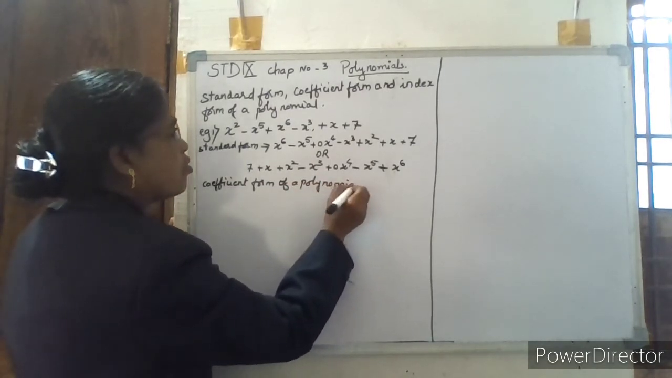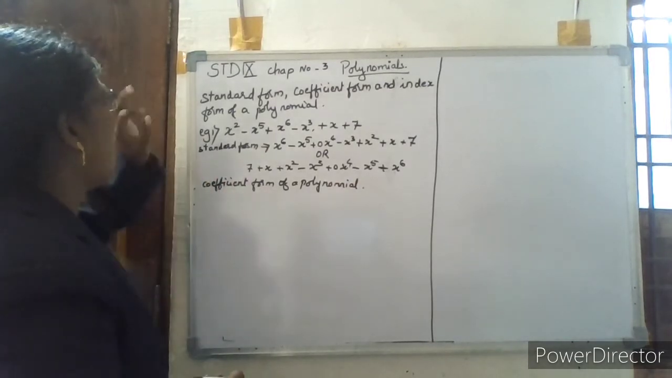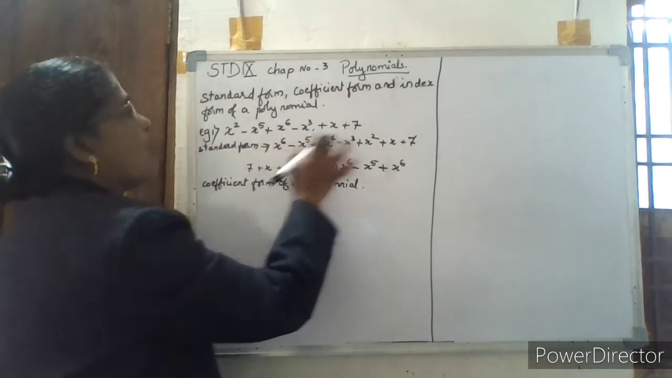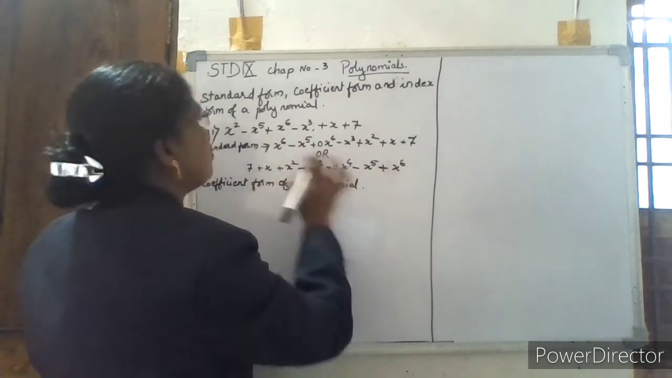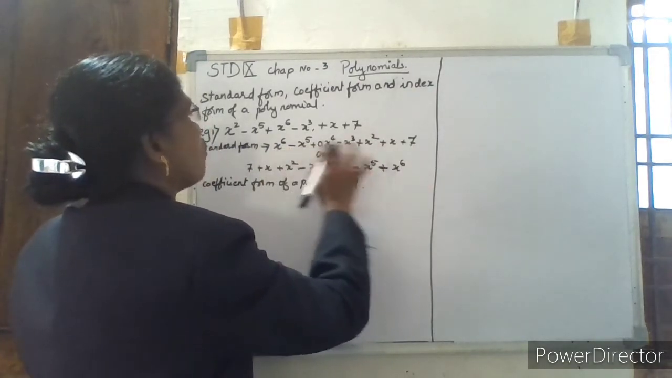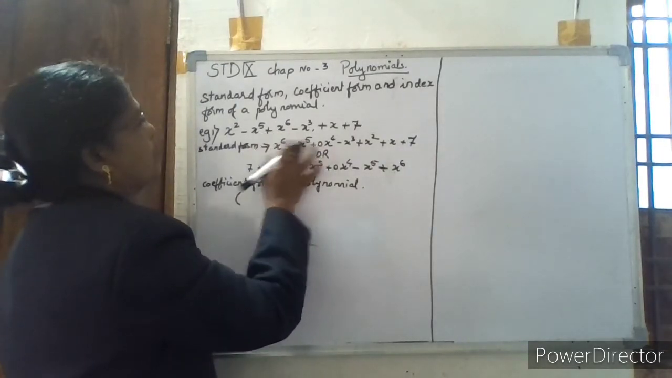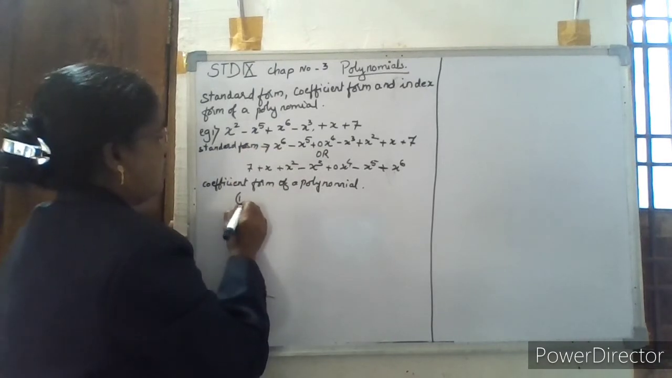Now, this is the only example I will take. Coefficient form is always written in the descending order of the power of the variable. So in coefficient form, only the coefficients will be taken. Here the coefficient is 1, so write 1. Here the coefficient is minus 1.